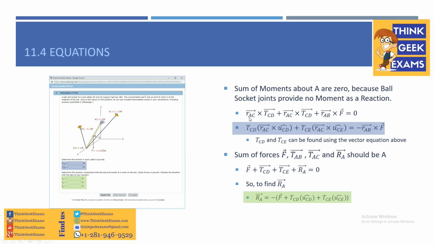And then once we're done with the moments, we basically add up all the forces, and they should equal 0. So the forces, we talked about it already, there are 4 forces. The force F, which is acting downwards, the force TCD, which is acting in the CD direction, and force TCE, which is acting in the CE direction, and finally the reaction force at A, which is RA. So all 4 of these should add up to 0, and from this equation we get this equation for RA, which is just taking all these terms to the right hand side and turning into a negative sign.